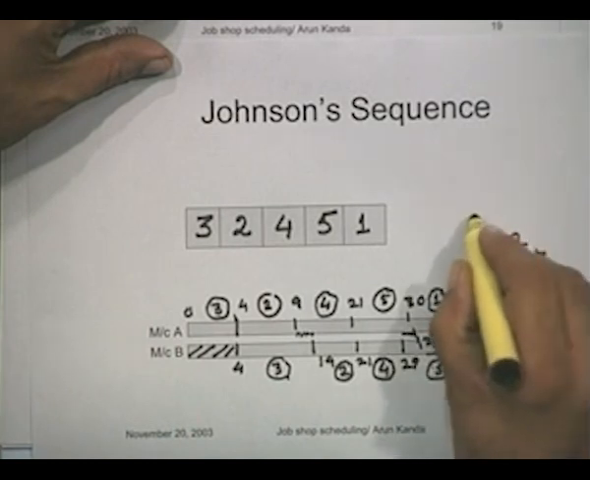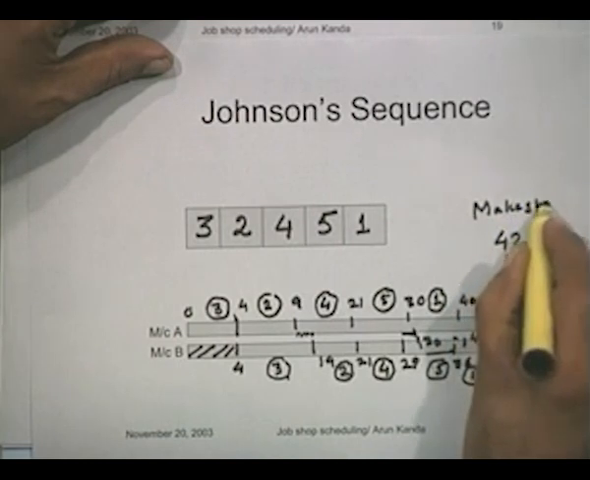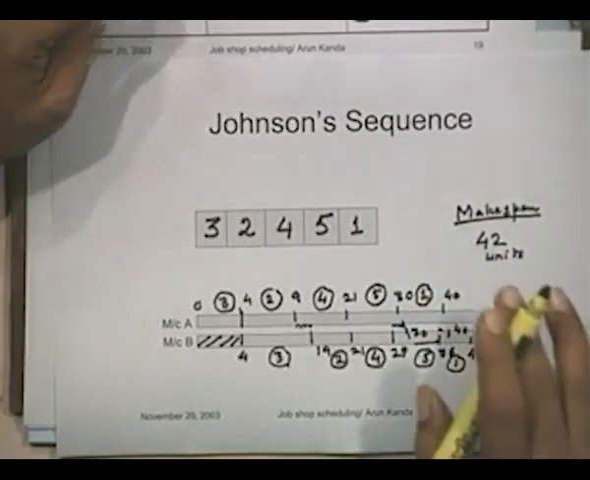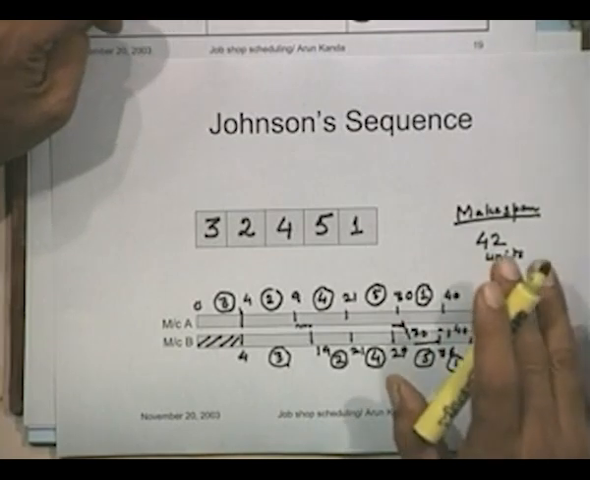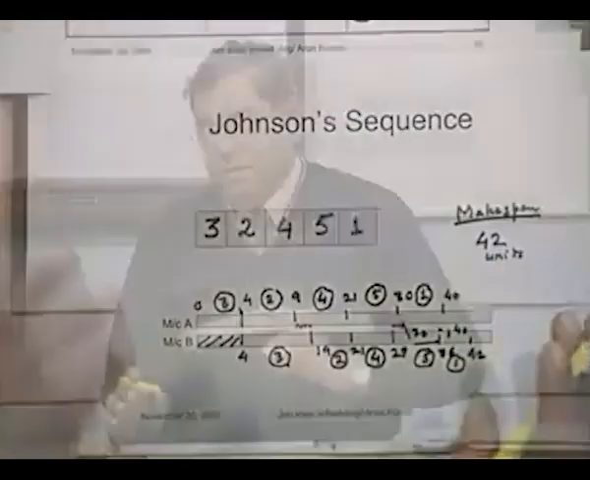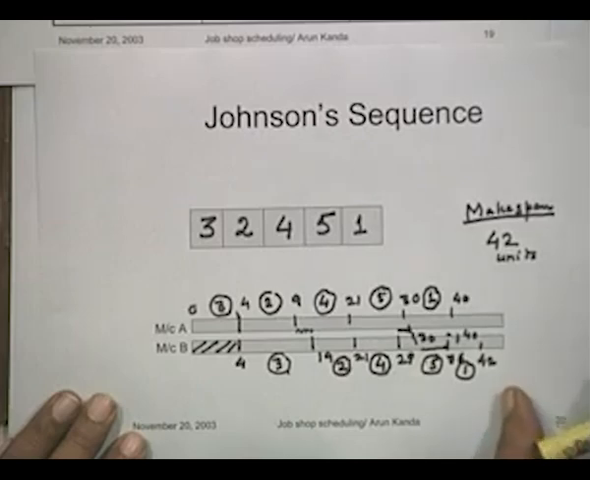and this is the makespan, and the guarantee that we have from Johnson's rule is that there is no other sequence which will reduce the time required for doing all the jobs to less than 42. That is the guarantee. So this is how you can use Johnson's sequence and the notion of Gantt charts to actually identify the total time in which the jobs are going to be done. So we know that the makespan is now 42 units.